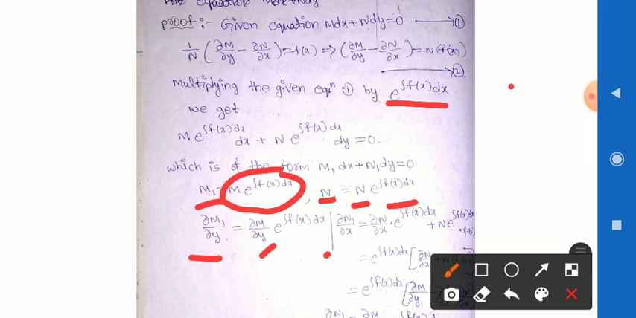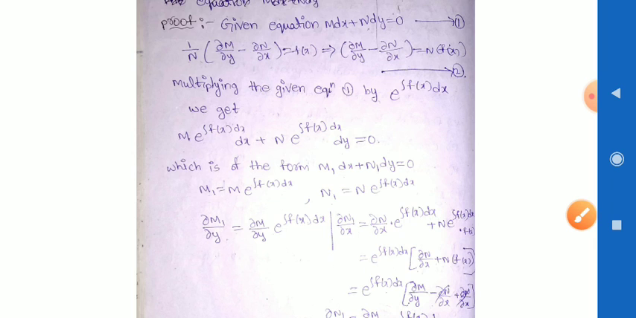We get n into exponential integration f of x dx. For the exponential value, differentiating, we get the same value into exponential integration f of x dx. Once again I am doing differentiation with integration of f of x value, we get f of x.